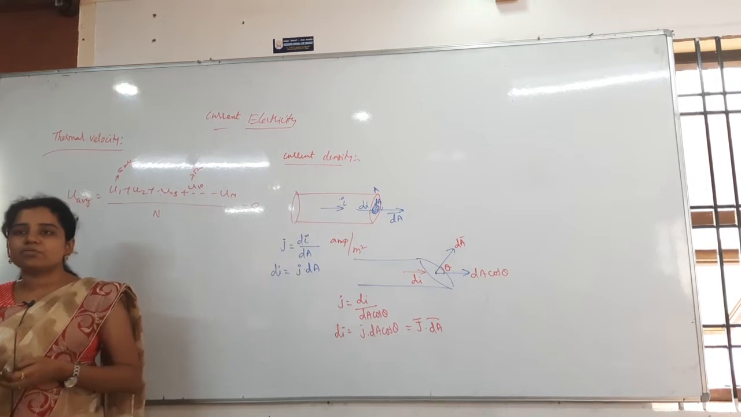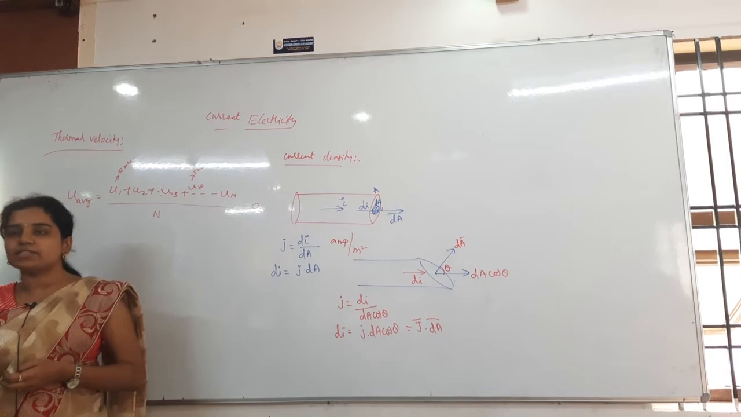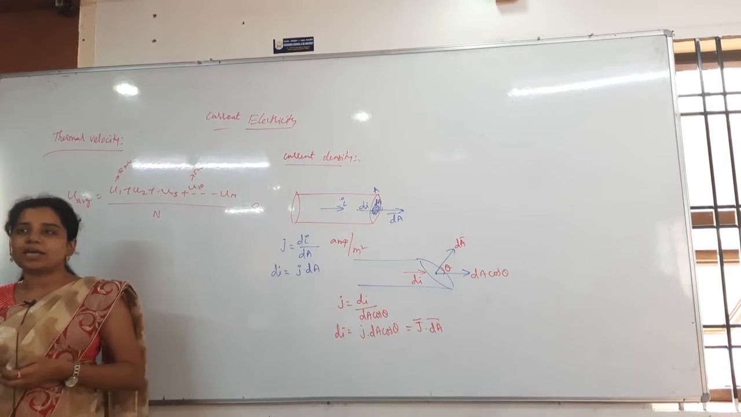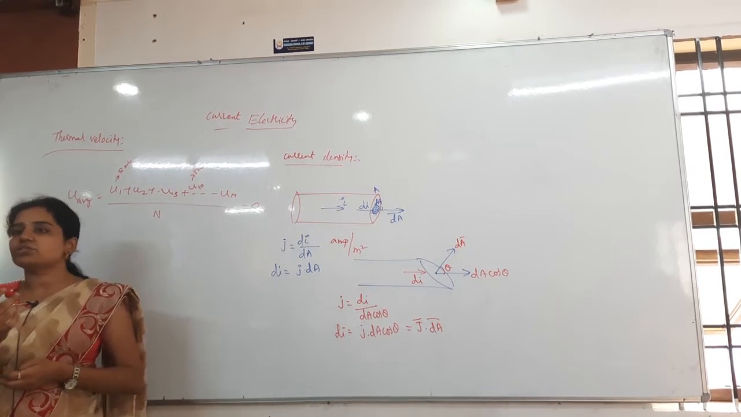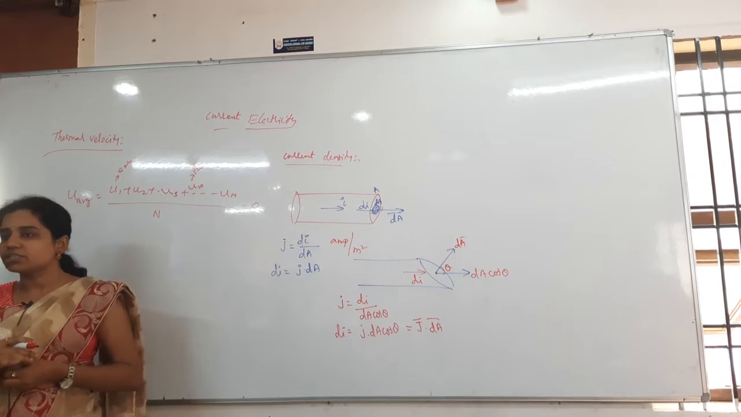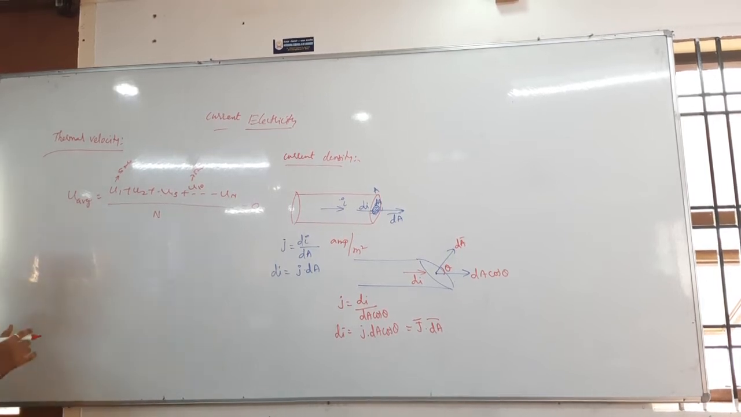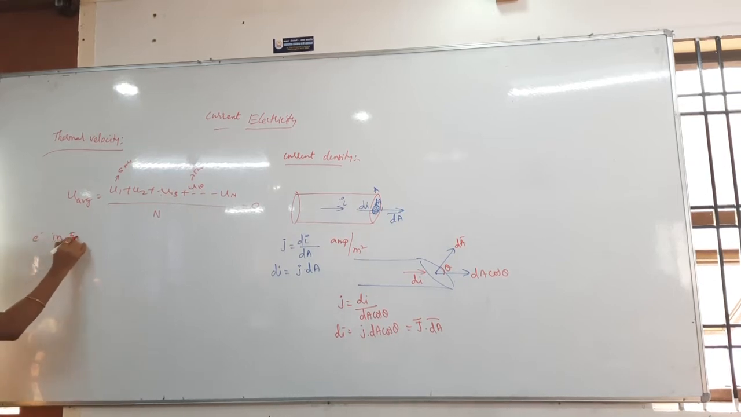Velocity after some time, what is the formula? V is equal to u plus at. U is the initial velocity, a is the acceleration, and t is the time taken. Here that time taken is known as the relaxation time. We will discuss that later. Now after this concept, we will look at the electron in the electric field. What is the behavior of the electron in the electric field?